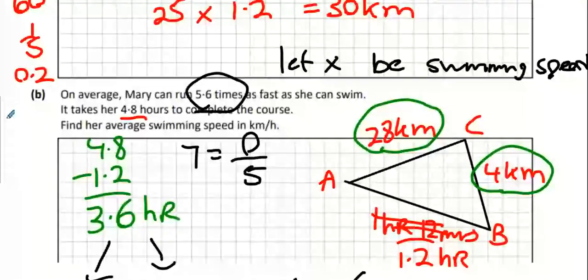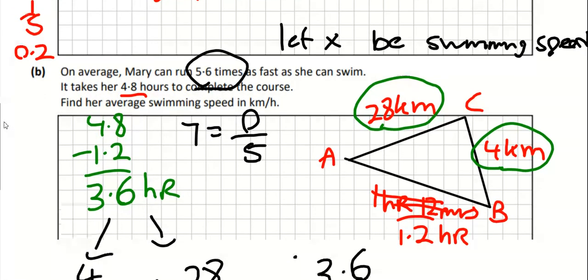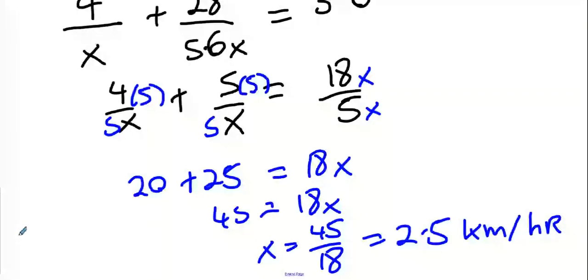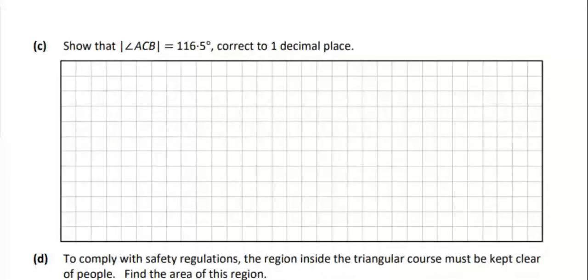Now, what is it actually looking for? Oh, it wants her average swimming speed. That's great. So I figured that out. It's 2.5 kilometers an hour. Hooray. Next thing. Show that the angle ACB is 116.5.